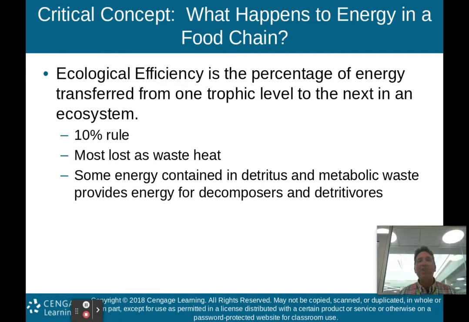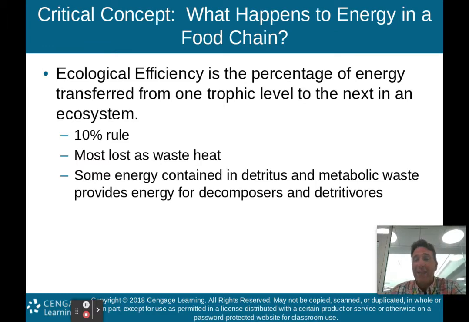So, ecological efficiency is the percentage of energy transferred from one trophic level to the next in an ecosystem. Remember, we talked about that 10% rule. 90% is lost as you go from trophic level to trophic level. Only 10% is really what's available. That's why we took those numbers, 1,000 multiplied by 10%, and then the next one was 10, and then we multiplied again, and the next higher up was 1. Remember that pyramid from part 1? If you don't, go back and take a look at it. But again, that was the 10% rule.